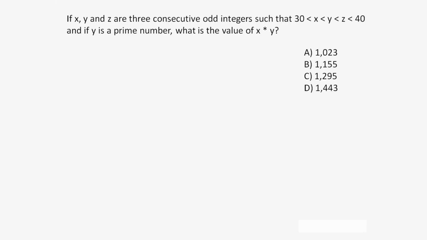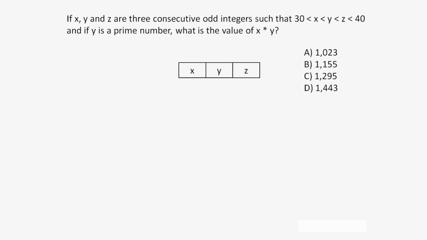If x, y, and z are three consecutive odd integers such that 30 < x < y < z < 40, and if y is a prime number, what is the value of x times y? Let's start this problem off by first listing off the possible values for x, y, and z.